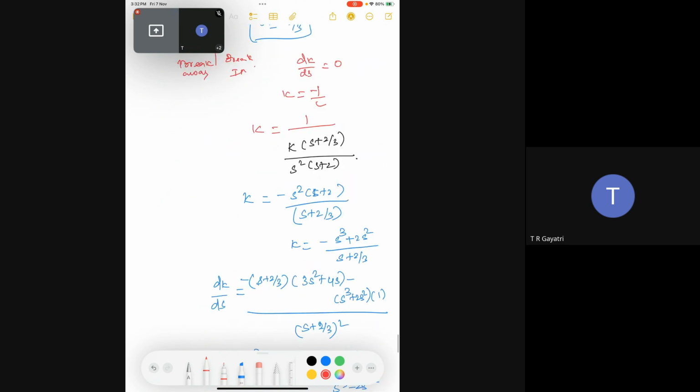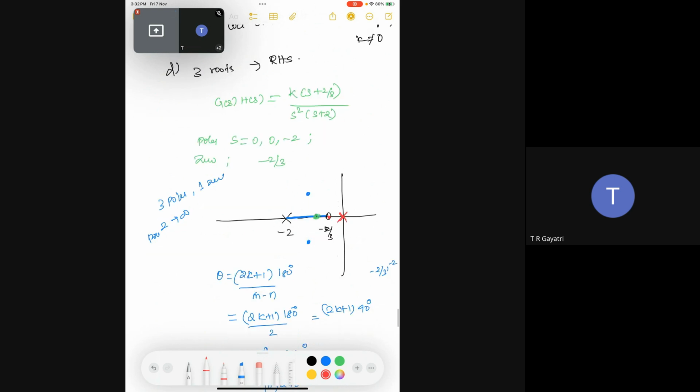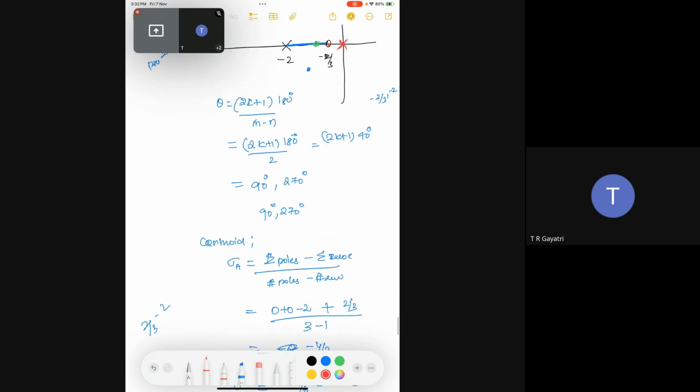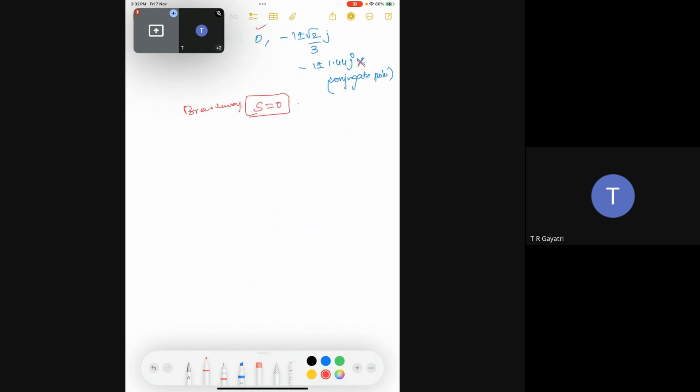Because we have poles here, no? Just as in the pole, it is splitting up. It's going breakaway and going to infinity. Considering it as a breakaway point and going to infinity. That's it. So if you draw this, you will get the root locus out of it.